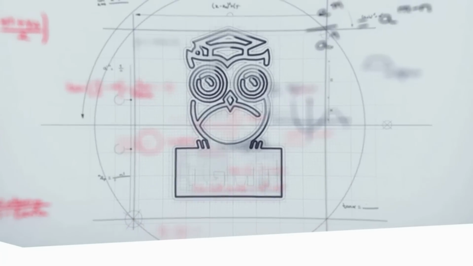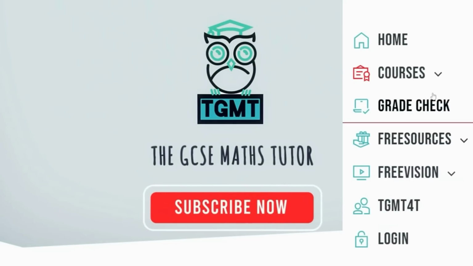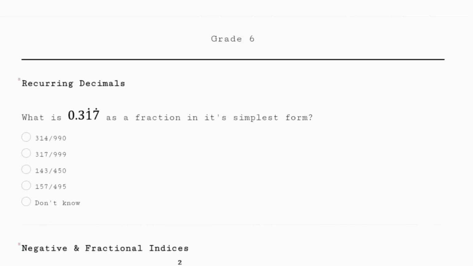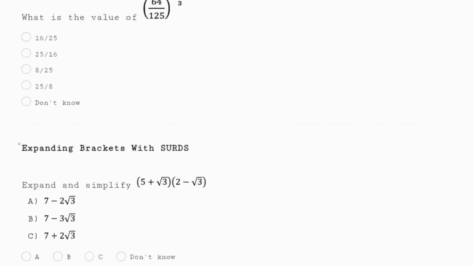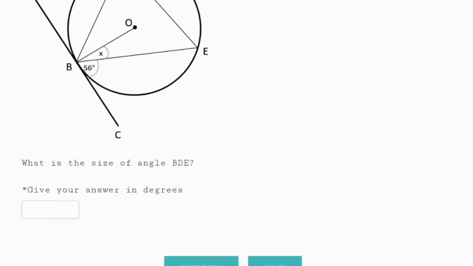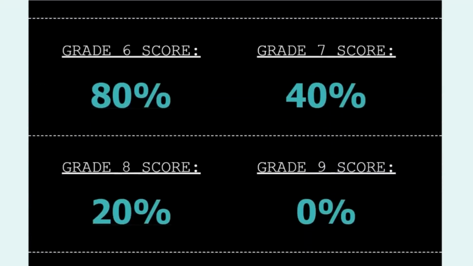Tip 1. My grade calculator. Go to my website and complete my grade calculator to get your estimated working at grade, so you can get an idea of your starting point. You'll be able to answer common exam style questions from either of the exam tiers for higher or foundation, and once you've completed that, you will receive a report which gives you that estimated working at grade, so you can start to look at your next steps.